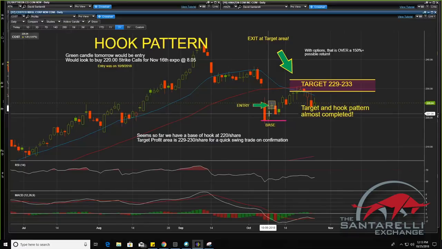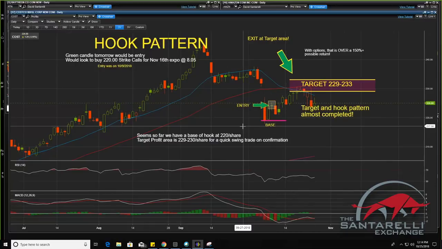And what happened? We got that green candle. That was our buy signal. The next day it went against us. But hey, that's okay. In the first few days, we're worried about it going below the base. That would have been our stop. And then once it has momentum, what we're looking for is a close below the previous day's low.